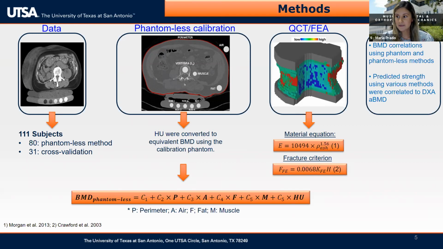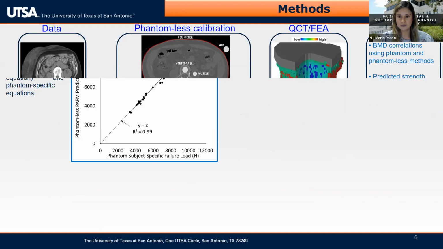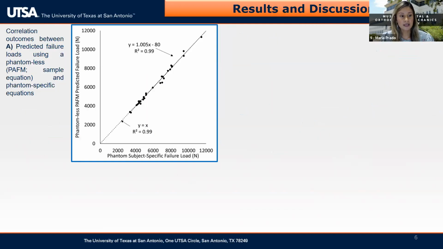that estimates the fracture load as a function of vertebral stiffness and height of the vertebrae. As part of the analysis, we obtain the BMD correlation using phantom and phantomless methods, and the predicted strength using various methods were correlated to DEXA aerial BMD. The results obtained give us the idea that the proposed phantomless methods can successfully be used in QCT-FEA to estimate vertebral fracture loads that are highly accurate and correlate with fracture loads obtained using the traditional phantom calibration methods. The equations using the perimeter of the patient highly correlate with outcomes using the calibration phantom with values of 0.99.